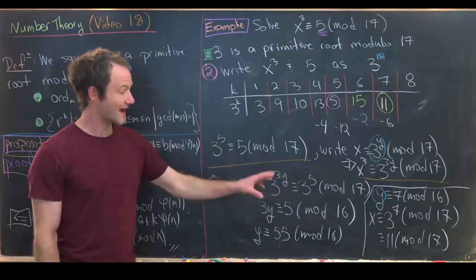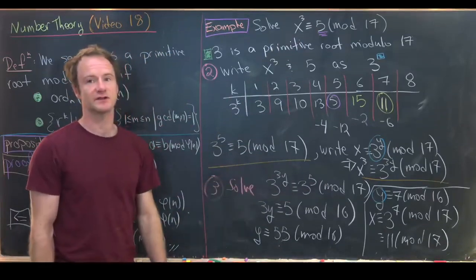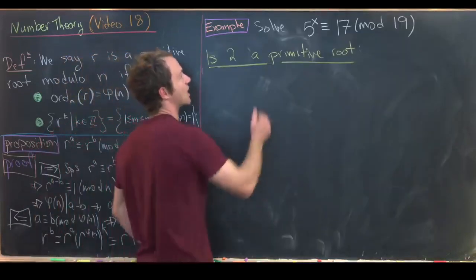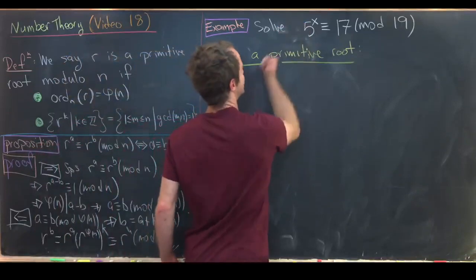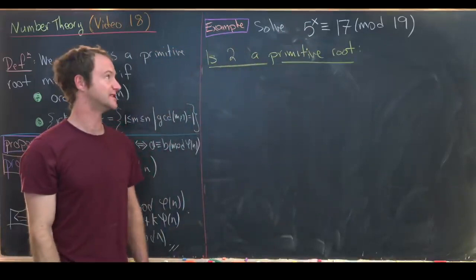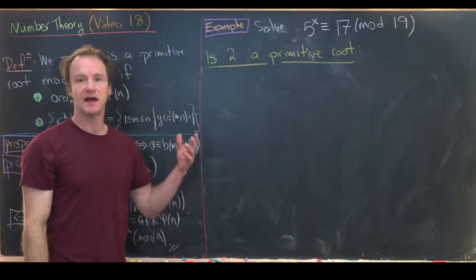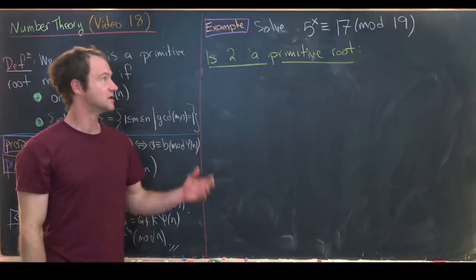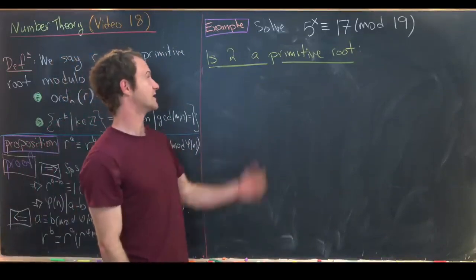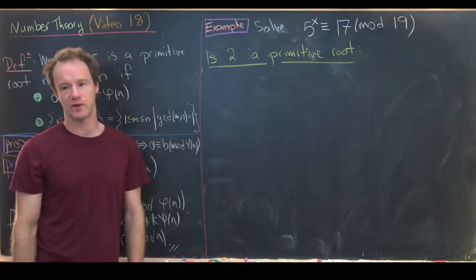Okay, so now that we've got this taken care of, let's look at another example. So for our next example, we'll solve an exponential congruence. So we want to determine the solution to 5 to the power x congruent to 17 mod 19. Again, we use primitive roots. So we first have to find a primitive root. A good place to start is with the question, is 2 a primitive root?